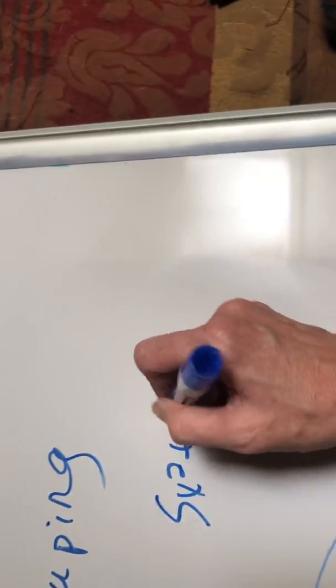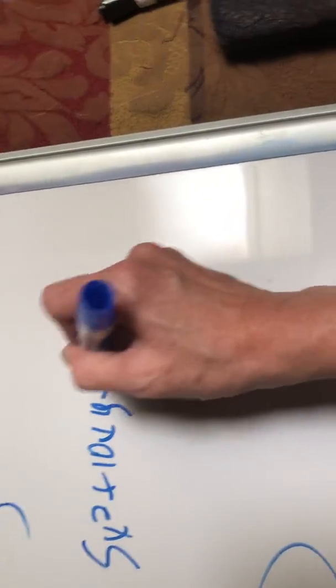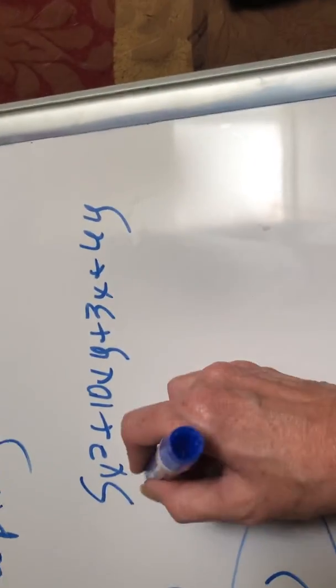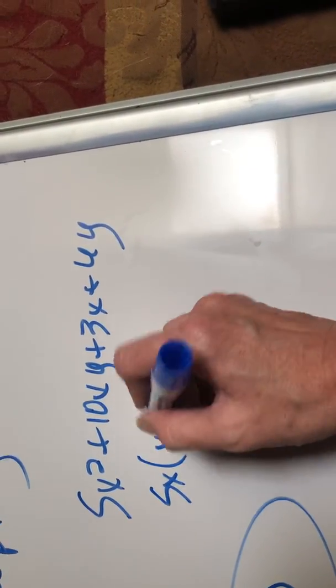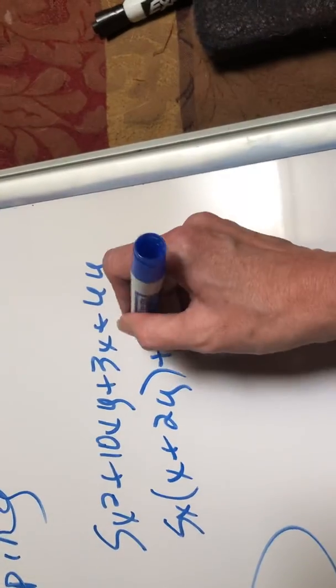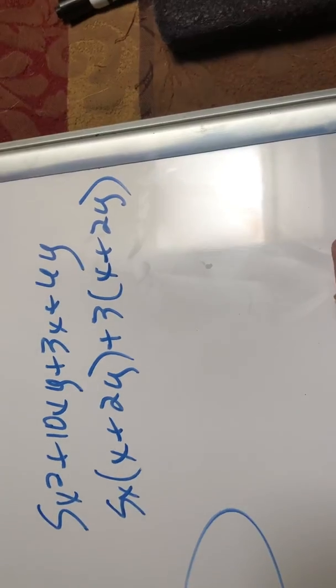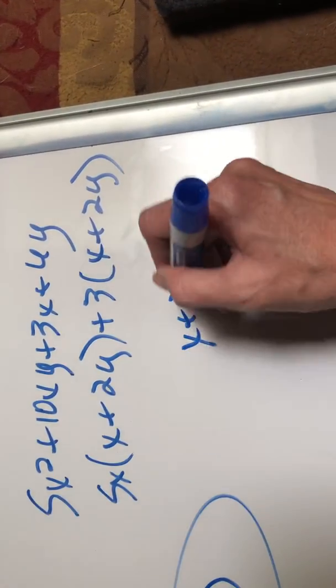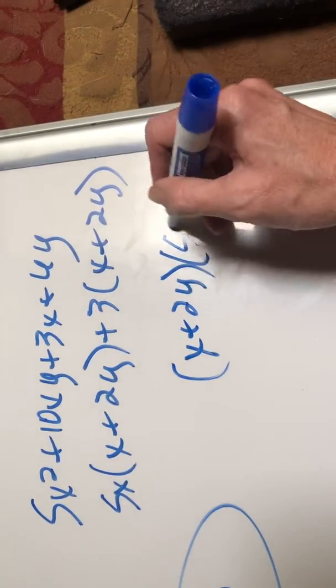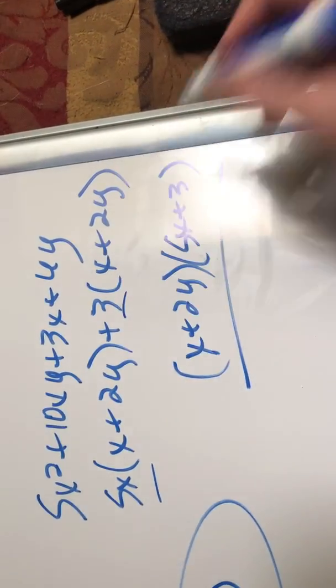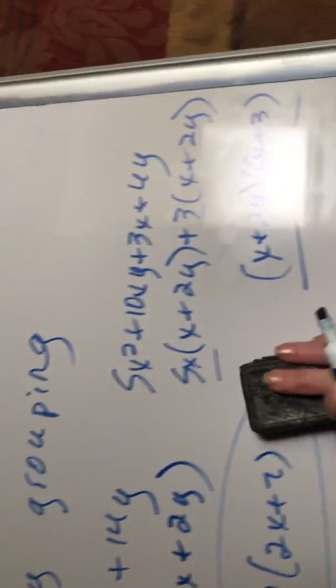Let me put one over here. Let's see. 5x squared plus 10xy plus 3x plus 6y. So take a 5x out of the first two, that's x plus 2y. Take a 3 out of the second two, that's x plus 2y. X plus 2y is in common, so take that, and then 5x plus 3. Again, should seem familiar.